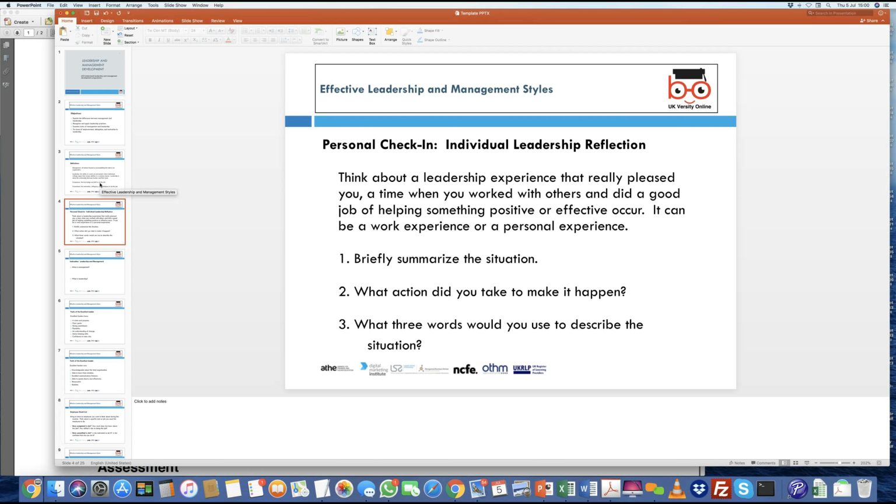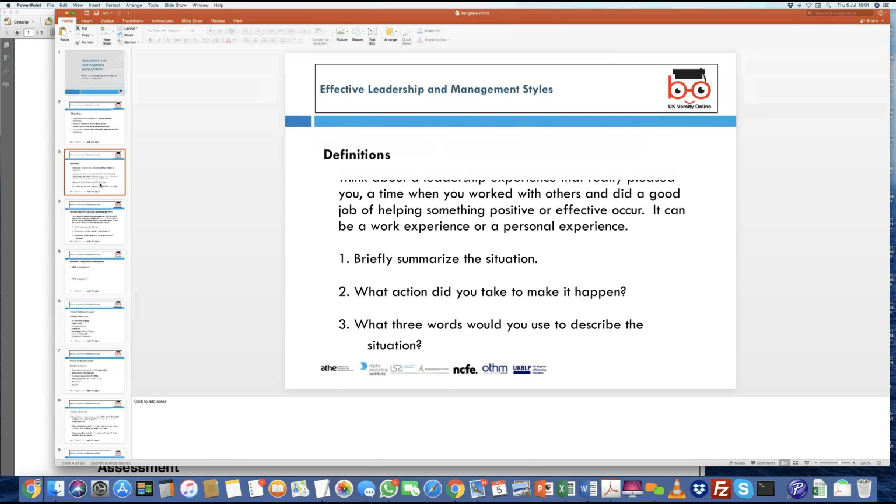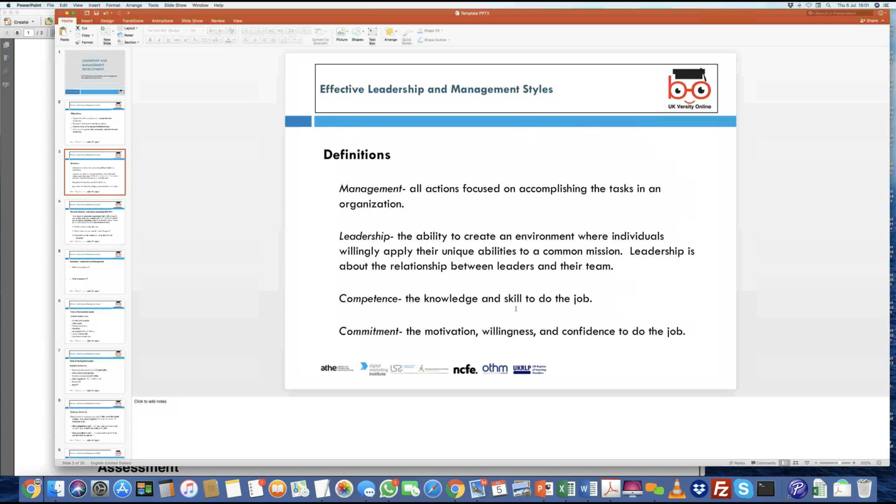Okay. I just talked about it. So skills will be related to competence, and when we talk about traits, they'll be related to your commitment.